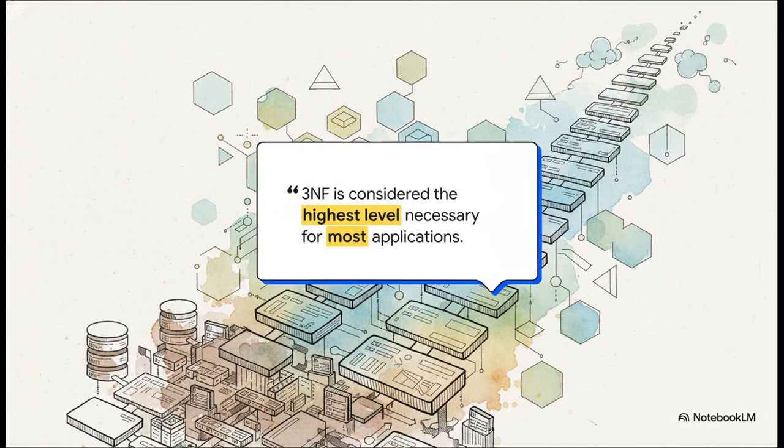Now you might be asking yourself, okay, how far does this go? Do we just keep breaking tables down forever? Well, here's a fantastic rule of thumb. Even though there are higher levels, the third normal form, the 3NF we just got to, is considered the gold standard for most real-world applications. It really hits that sweet spot between being super organized and still being fast and performant.